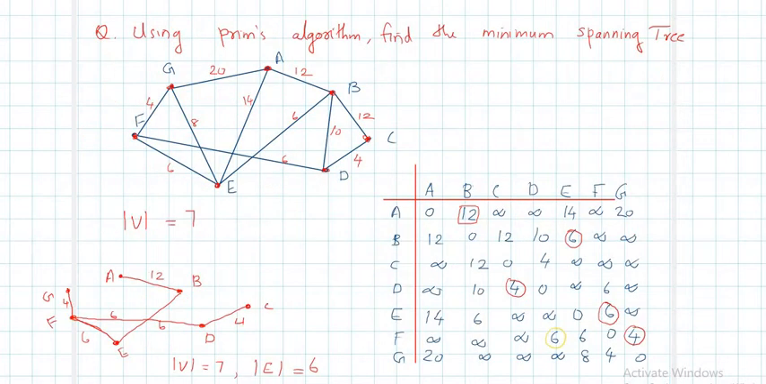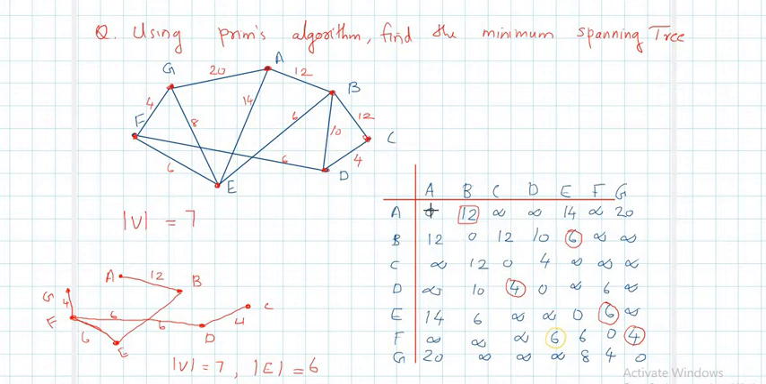Now we can see an example. Using Prim's algorithm, find the minimum spanning tree. The graph is shown here with vertices A, B, C, D, E, F, G. That is, there are 7 vertices. Now we have to find the minimum spanning tree.